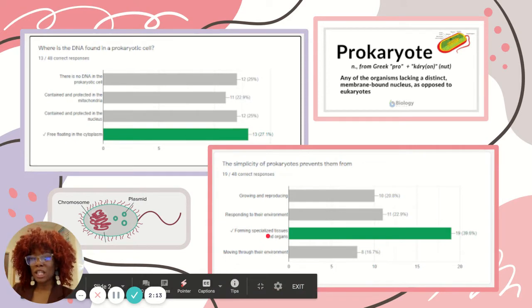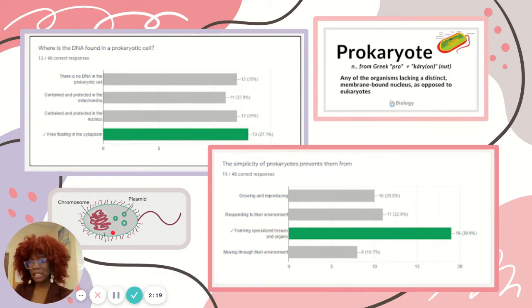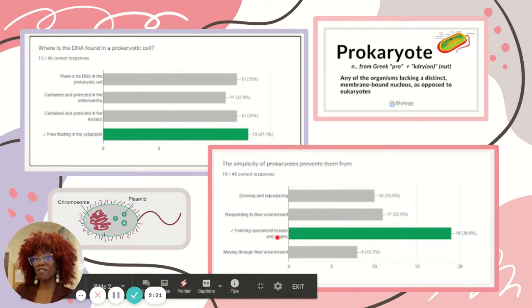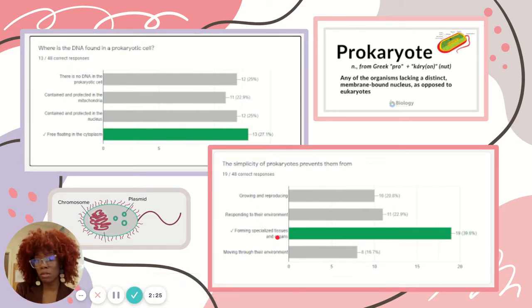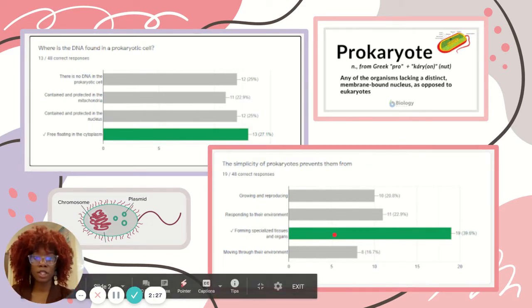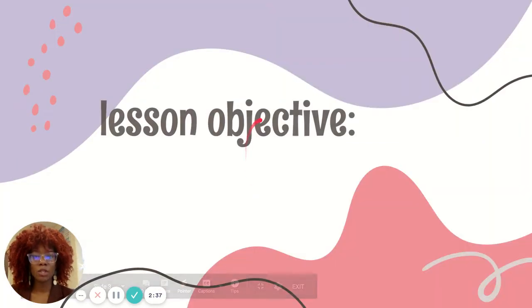Okay, forming specialized tissues and organs. Bacteria don't have organs. They have organelles, but they do not have organs. You and I have specialized tissues and organs such as our brains, our spinal cords, our muscles, our skin, all of that are specialized tissues. We had a whole three weeks on body systems, okay? And then moving through their environment, they have a little tail called flagella, and they use that to move through their environment.